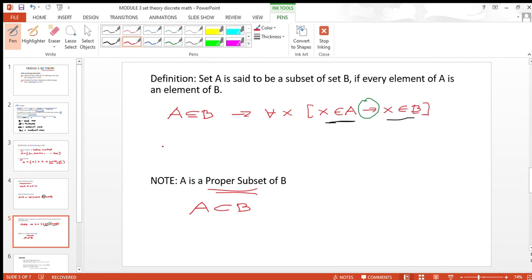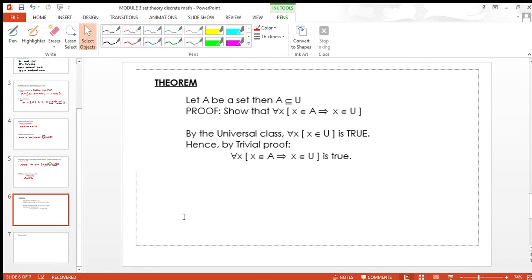So when we have ordinary subsets, we still have the possibility that the two sets are equal. But if we have a proper subset, then A will definitely be smaller than set B. And then this theorem is in your handouts also. The theorem states that, let A be a set, then A is a subset of the universal set.